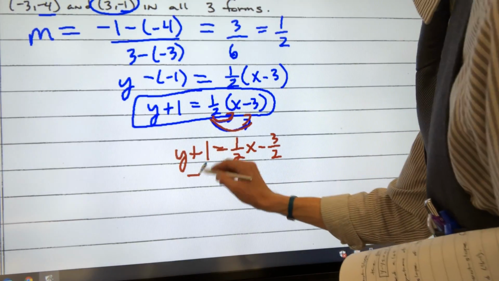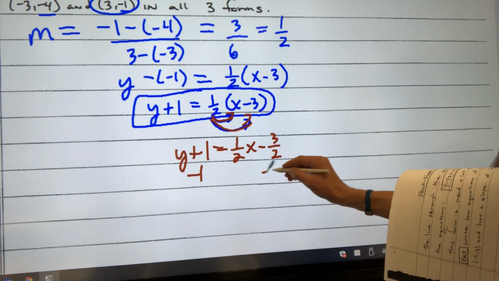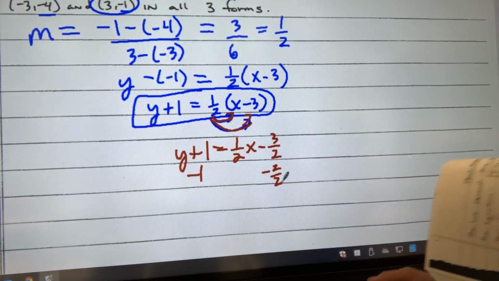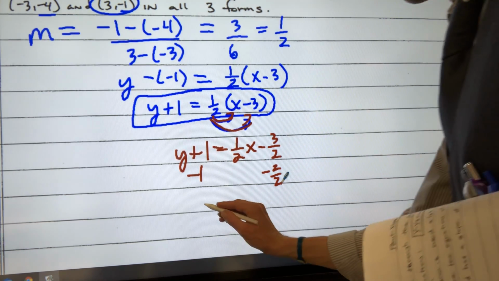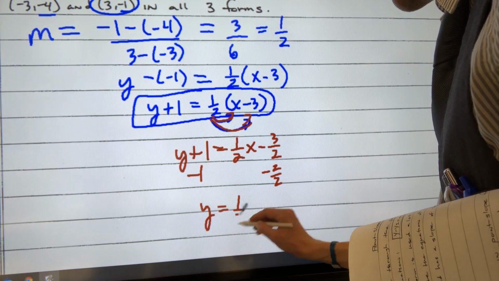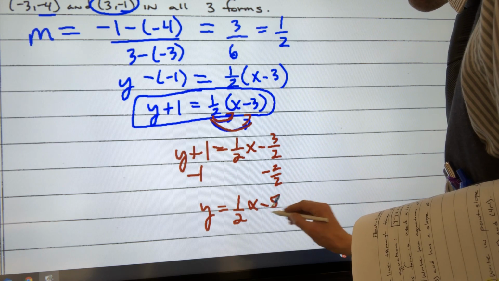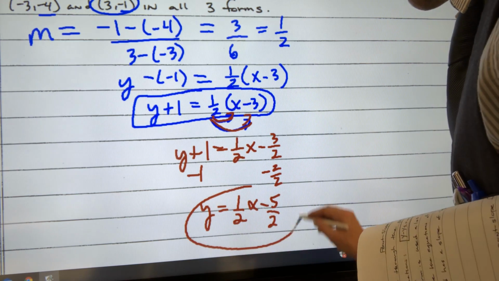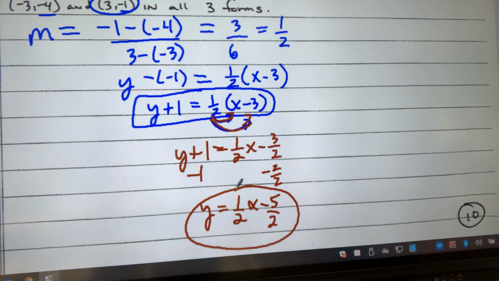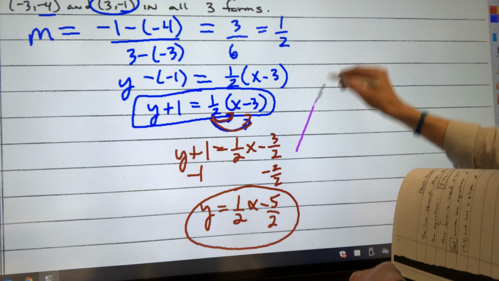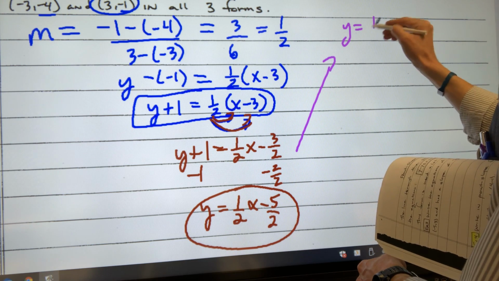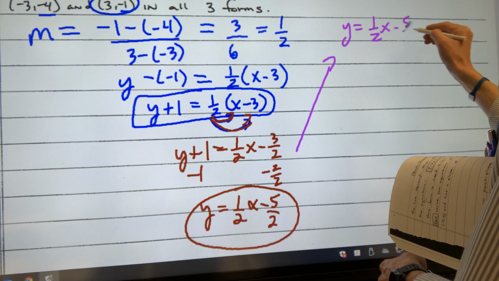I'm going to subtract 1. Subtracting 1 is subtracting 2 over 2. You'll see why we're going to do that in a second. That gives me y is 1/2 x minus 5 over 2. Did I say 2 over 2? 5 over 2. That's slope-intercept form. Then, take that y is 1/2 x minus 5 over 2.